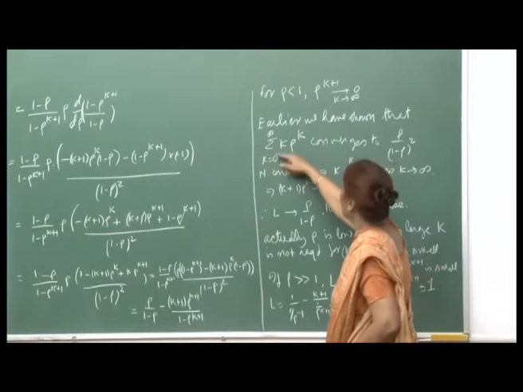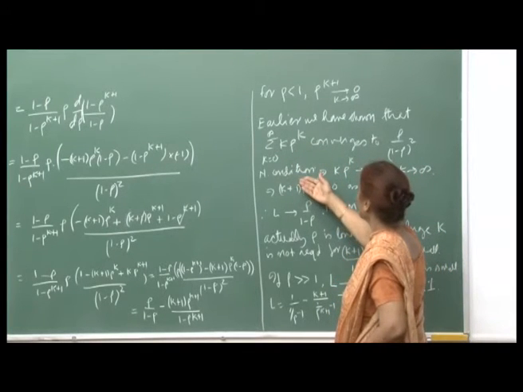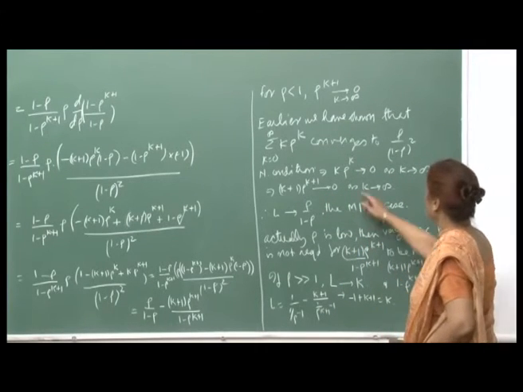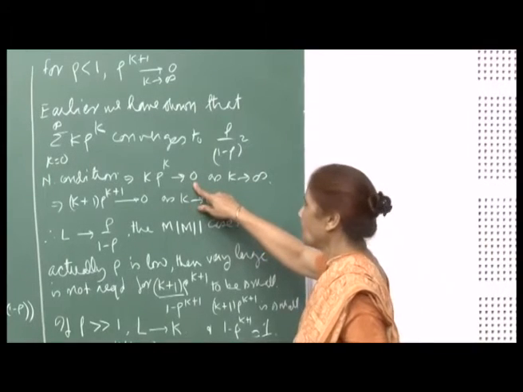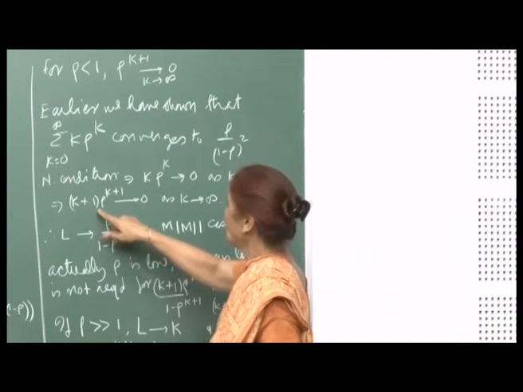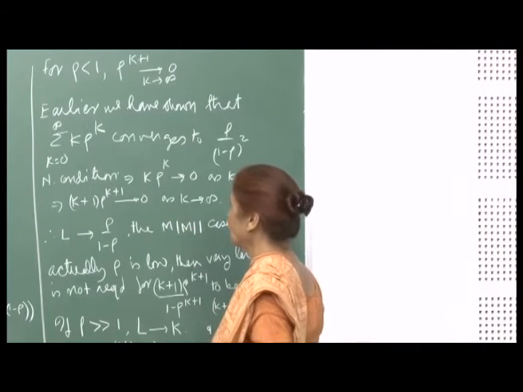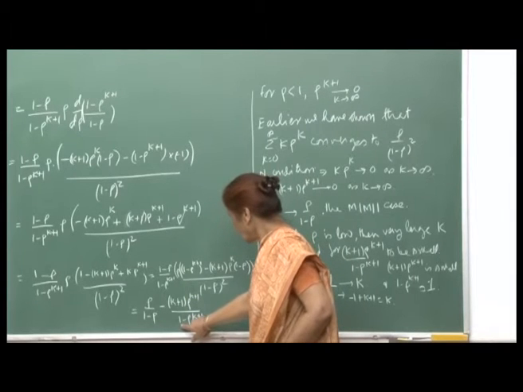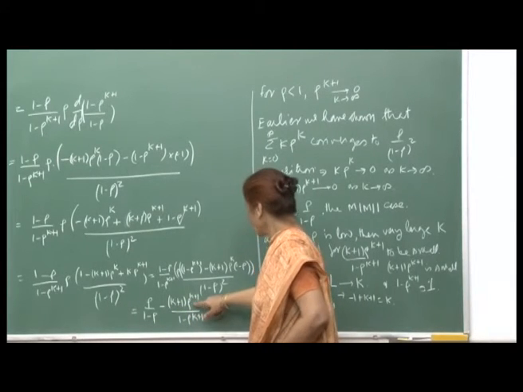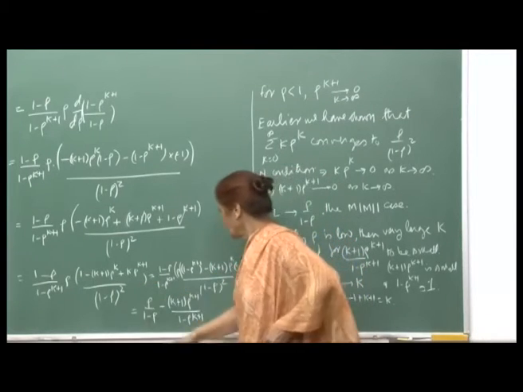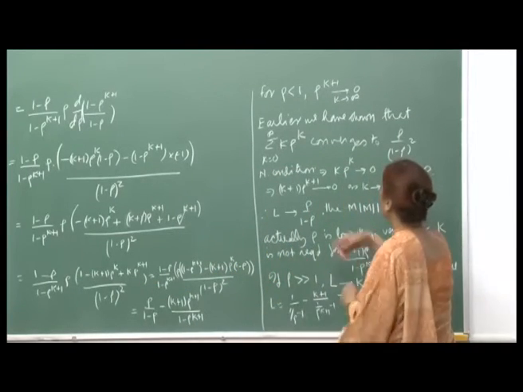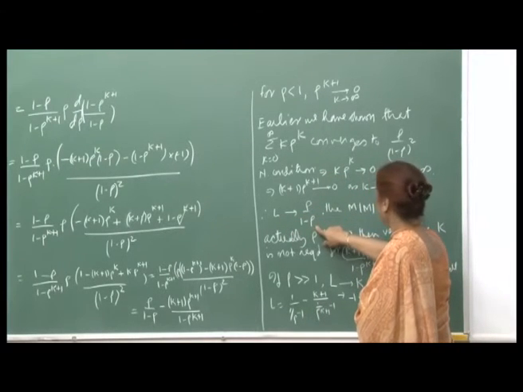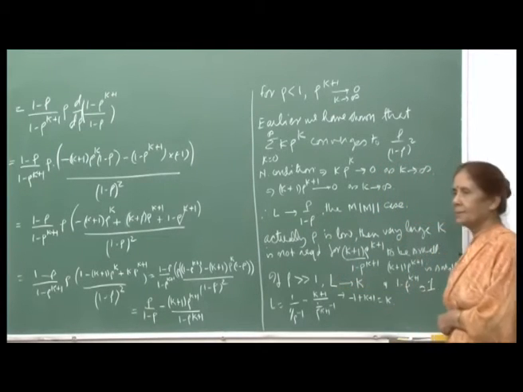And so, if a series converges, then the necessary condition is that the nth term must go to 0 as k goes to infinity. Therefore, k rho raised to k must go to 0, which implies that (k plus 1) rho raised to k plus 1 goes to 0 as k goes to infinity. So now if you look at this here, this is going to 0; this reduces to 1, and (k plus 1) rho raised to k plus 1 goes to 0. Therefore, the limiting value of L when rho is less than 1 and as k goes to infinity is rho upon 1 minus rho, which is the MM1 case.